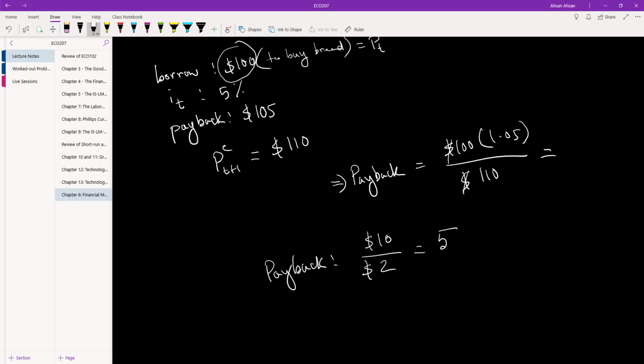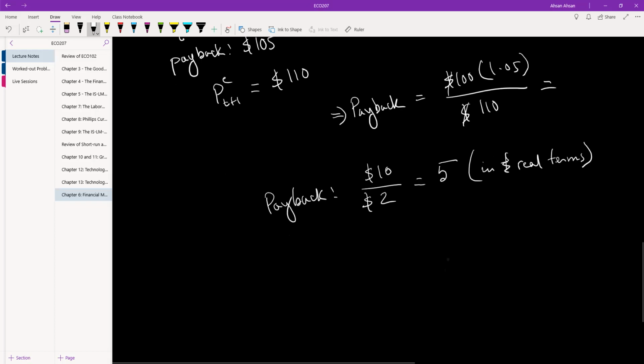So this is no longer tied to price level, which can go up or down. This payback now is in real terms. We are actually taking a look at a basket of goods, and we're trying to figure out how much in terms of that basket of goods we would have to pay back.